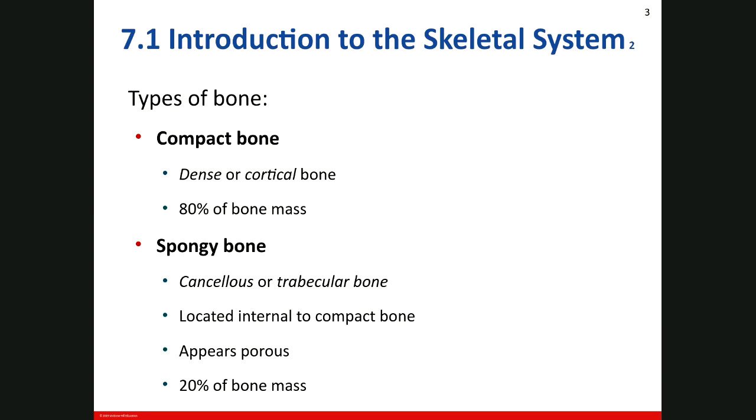We have two types of bone in our body. One type is called compact bone. The compact bone is a relatively rigid connective tissue that appears white, smooth, and solid. It makes up approximately 80% of our total bone mass. And the other type of bone is called spongy bone, which we also call cancellous or trabecular bone. It's located internal to the compact bone. It appears porous and makes up approximately 20% of total bone mass.